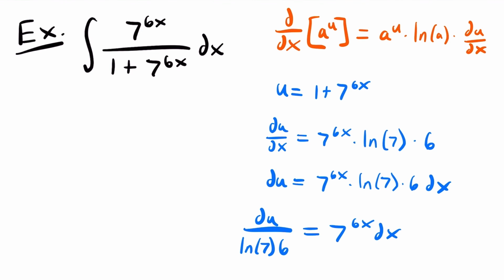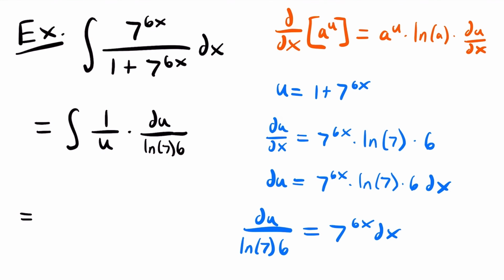And so now we have a term of du that can replace something that is found in our integral. And so now we can rewrite this integral in terms of u. We will have that this is equal to the integral of 1 divided by u times du divided by the natural log of 7 times 6. Right, we replaced 1 plus 7 to the power of 6x with u because that's what we set it equal to. So we have 1 divided by u. And then we replaced 7 to the power of 6x dx with this term of du, because that's what we found that that was equal to. Okay, and so then if we pull out 1 divided by the natural log of 7 times 6 to the outside of the integral, this will be equal to 1 divided by the natural log of 7 times 6 times the integral of 1 divided by u du.